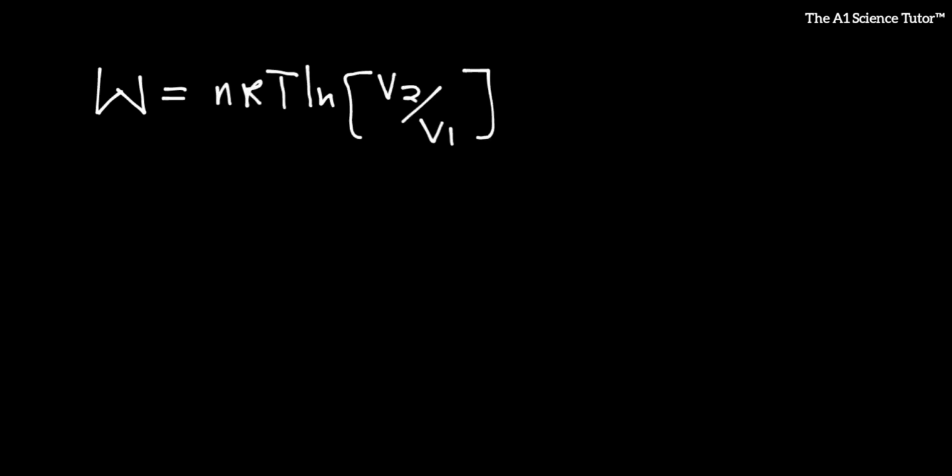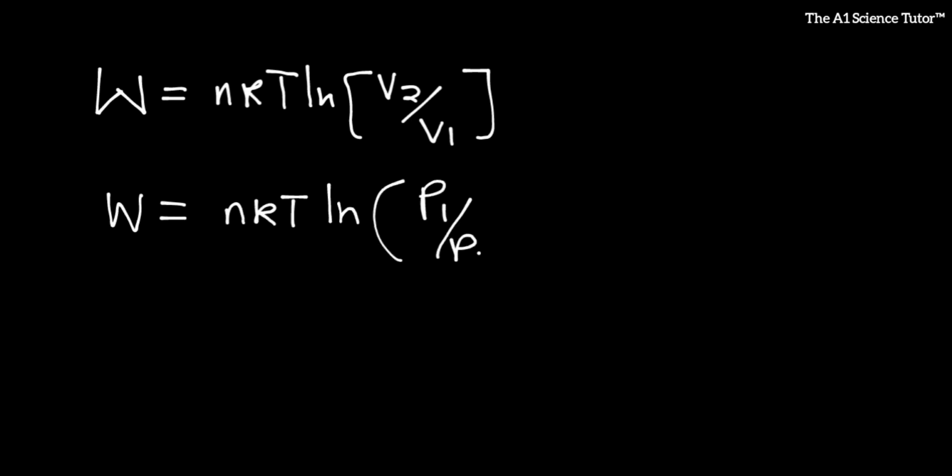What is the equation for the work done under an isothermal process? That is going to be written as this. W is equal to nRT ln V2 over V1. Now you could also write it this way. W is equal to nRT ln P1 over P2. And the question is, how are these equations derived?